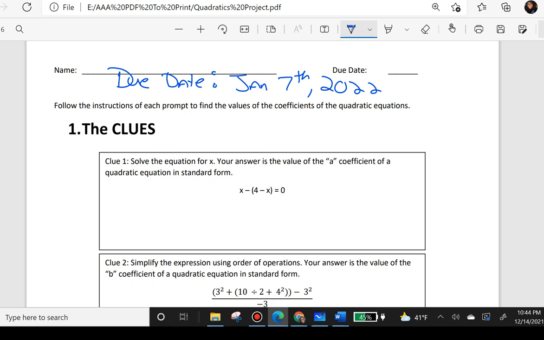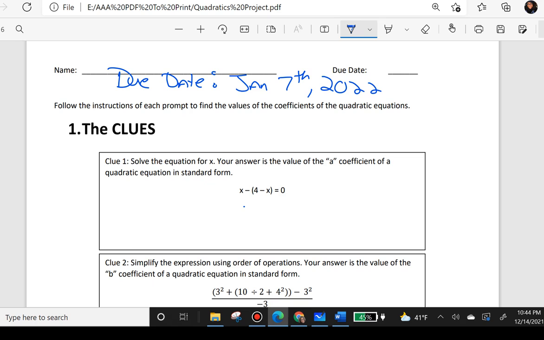I'm just going to go through and do a quick explanation. If you have any questions, you can ask during class. This video should be pretty short. All right, so follow the instructions of each prompt to find the values of the coefficients of the quadratic equations. Clue 1 says to solve for x, and your answer is the value for a, the coefficient of the quadratic equation in standard form.